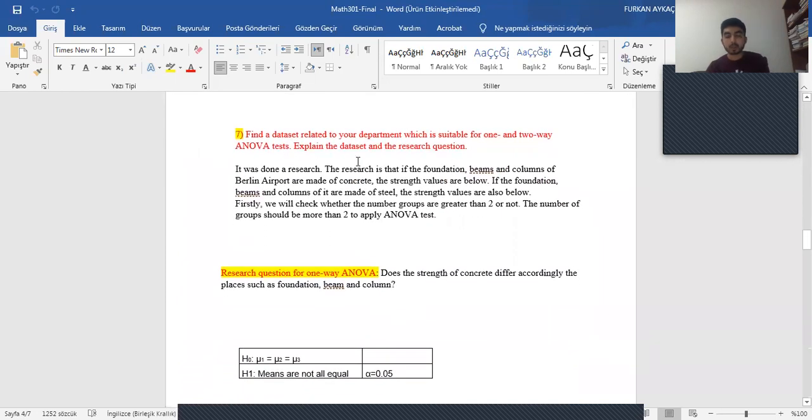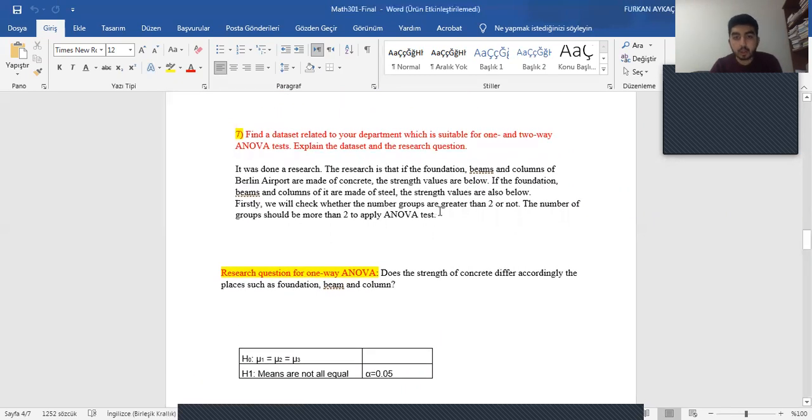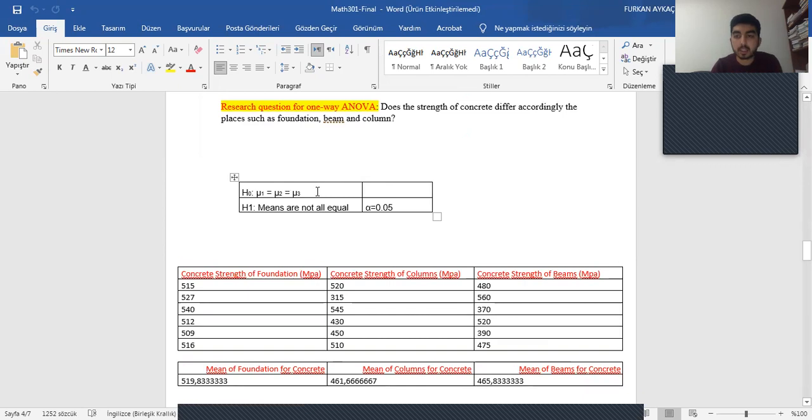The last question is about the ANOVA test. I did here one-way ANOVA and two-way ANOVA. In one-way ANOVA, my research question, I should say that I determined it. The research is about the foundation, beams and columns of Berlin airport made of concrete or steel. So my research is this: does the strength of concrete differ according to the place, such as foundation, beam and column? My null hypothesis, it cannot change, it's the same. My alternative hypothesis, means are not equal.